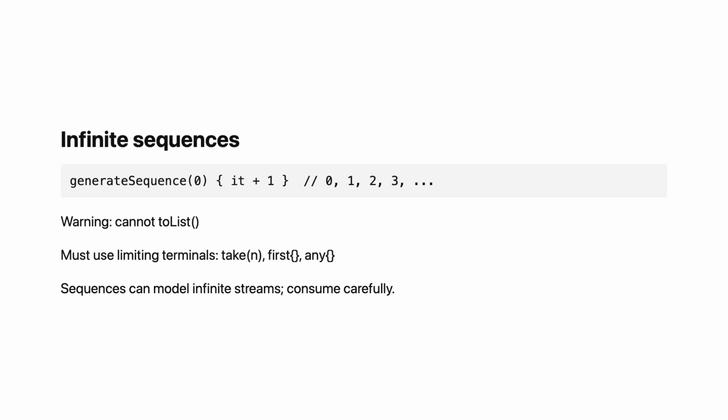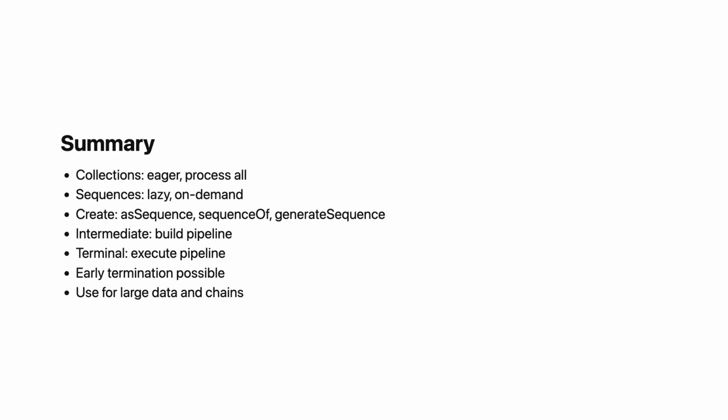Sequences can be infinite. generateSequence(0) { it + 1 } generates 0, 1, 2, 3 forever. You cannot call toList on an infinite sequence. It will never finish. Use terminal operations that limit consumption. take(10).toList, first with condition, any with condition. Infinite sequences model unbounded streams, numbers without end, random values, input lines from a file, and so on. The laziness is essential. Without it, infinite is impossible.